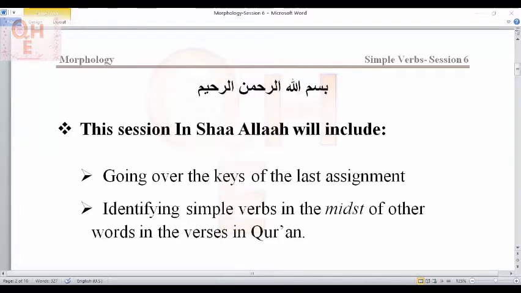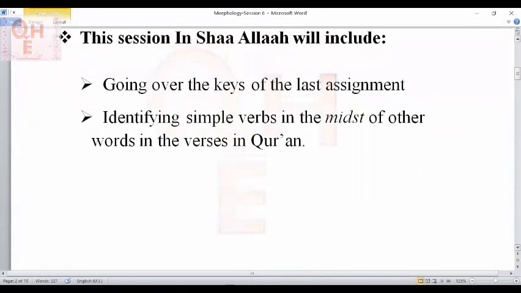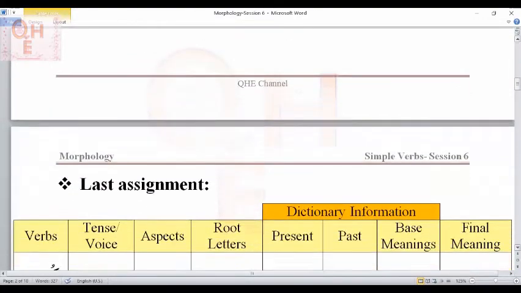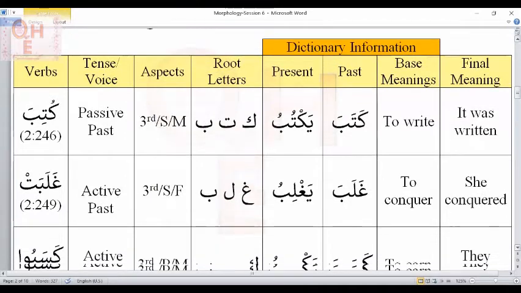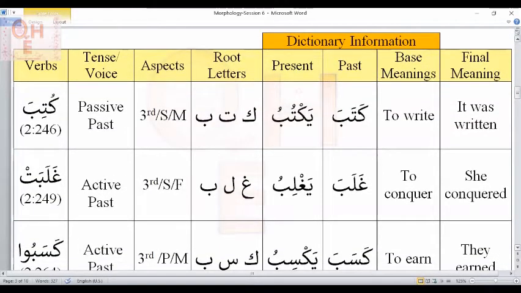Inshallah. Let's go over our last assignment. In the last assignment, we had three words: kutiba, ghalabat, kasabu. Now let's go over the answers. I'm sure you worked on them, so let's go over them together, inshallah. The first word was kutiba.